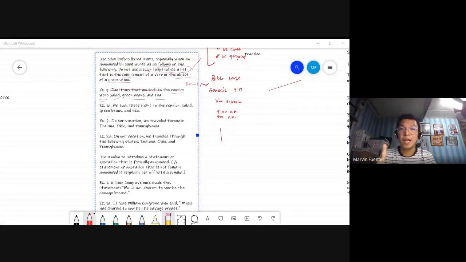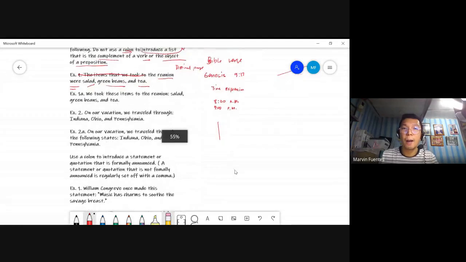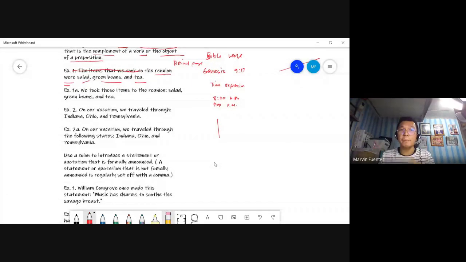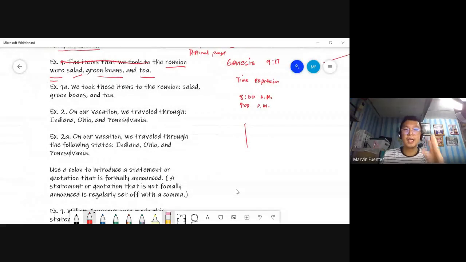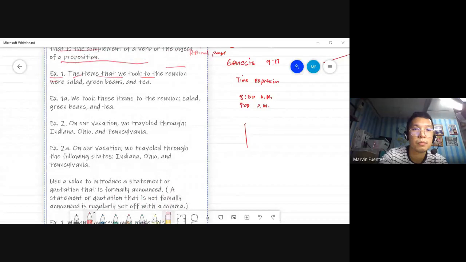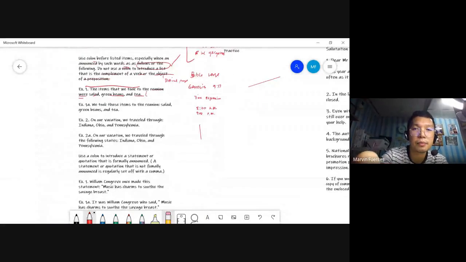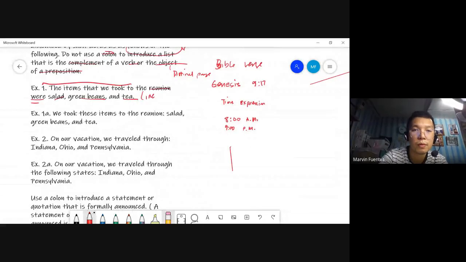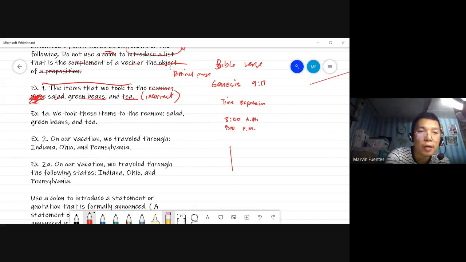Okay. But in the second example, no, it doesn't violate the rulings of verb complement and object of the preposition kasi see this one. On our vacation, this is incorrect. This is incorrect. Okay? However, this is going to be correct, no? If we are not going to put the verb where, okay? And then it is just introduced with the reunion.